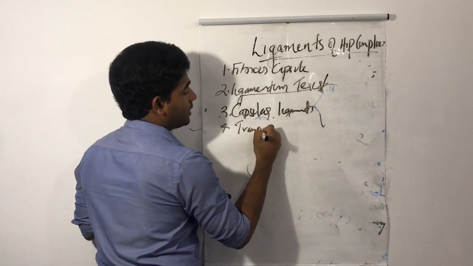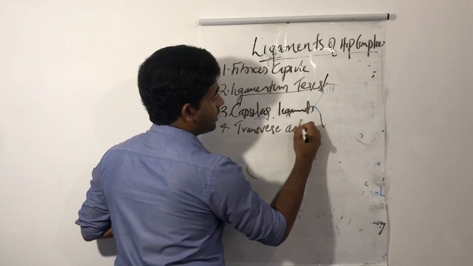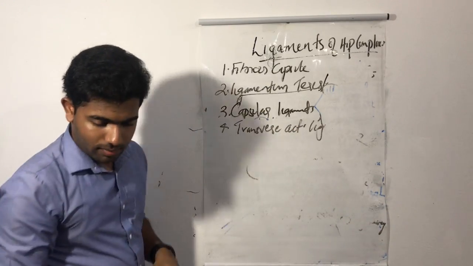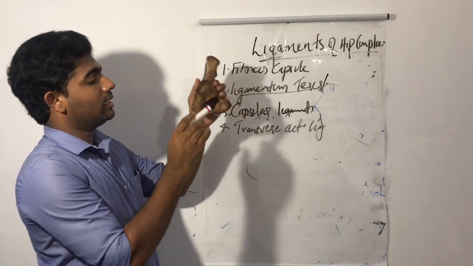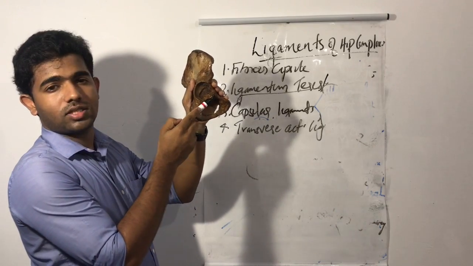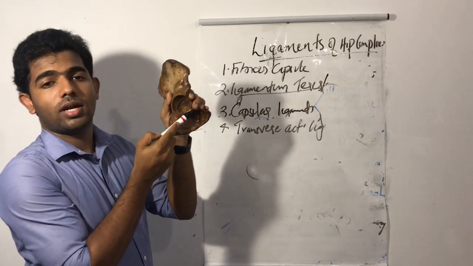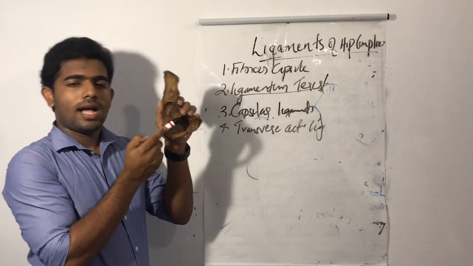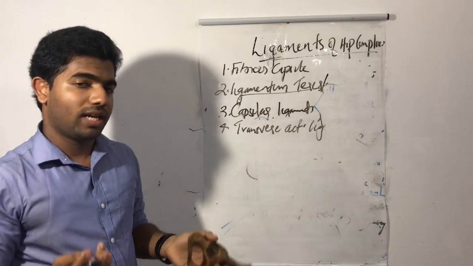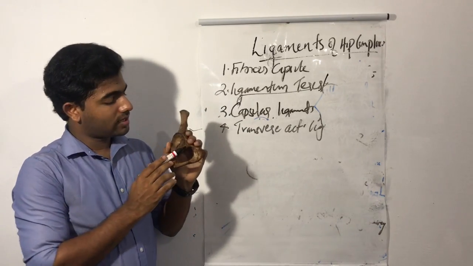And then we have the last ligament, which some textbooks do not give much detail about, but I want to discuss it. That is the transverse acetabular ligament. We had discussed it earlier. There is a ligament that runs like this across the acetabular notch. That ligament is known as the transverse acetabular ligament. Earlier it was considered not to be ligamentous in nature, but now it has some role.